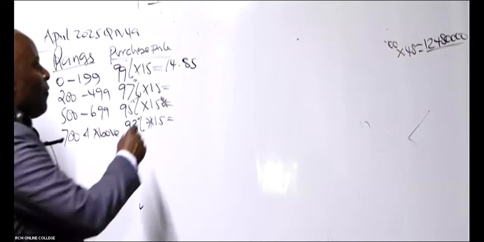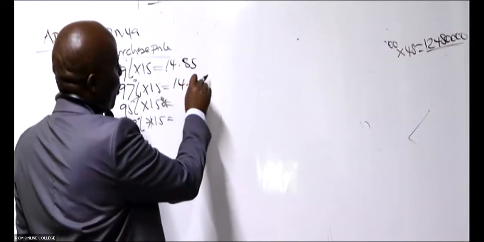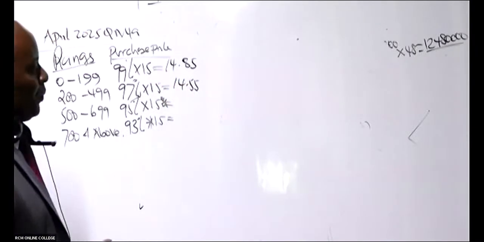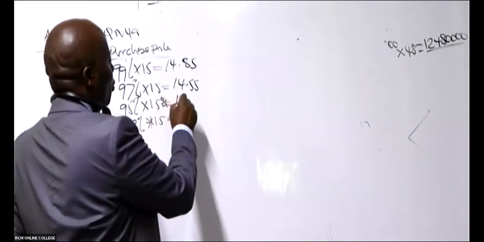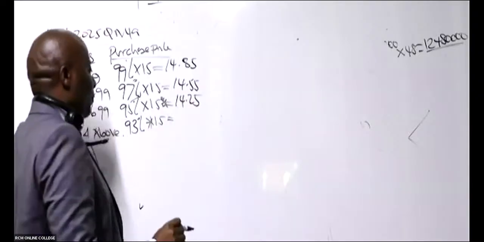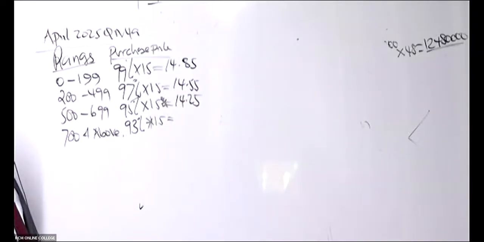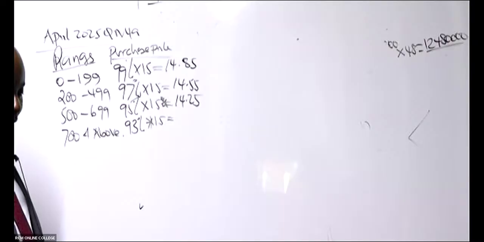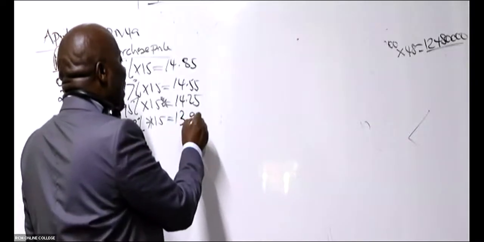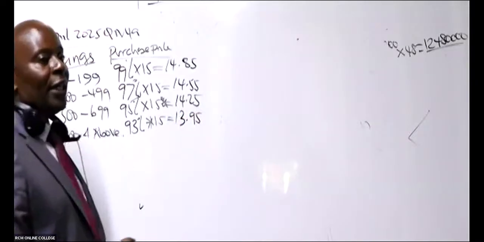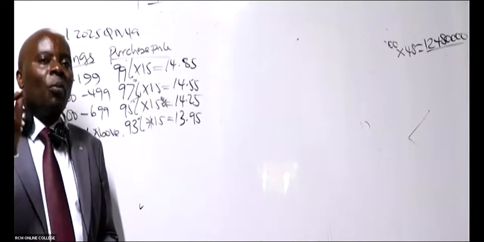14.55. Thank you. 14.25. Thank you so much. And then the last one, it'll be 0.93 times 15, which is 13.95. Now, could you be kind enough and tell me, after getting this purchase price, what do you think will be the next component to be calculated?